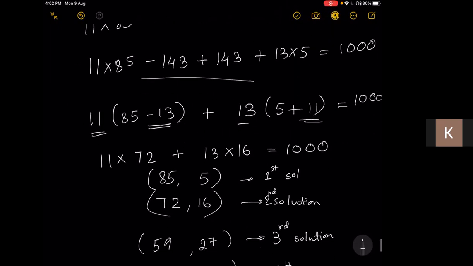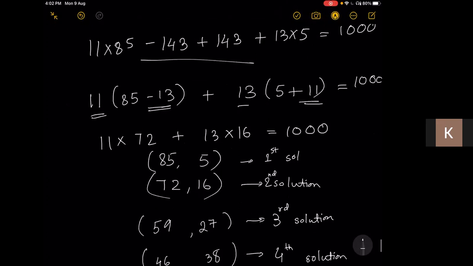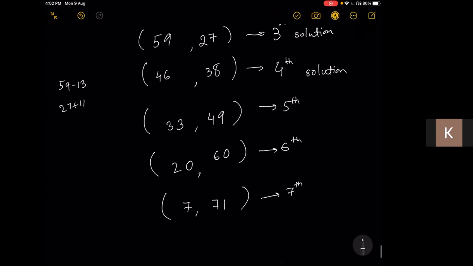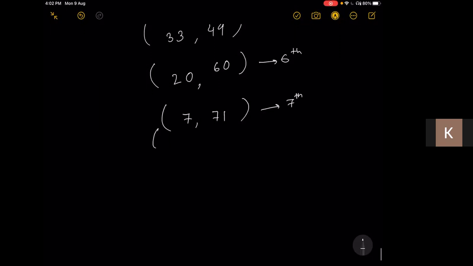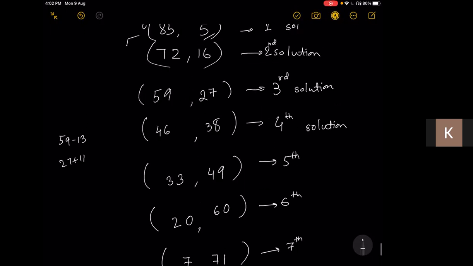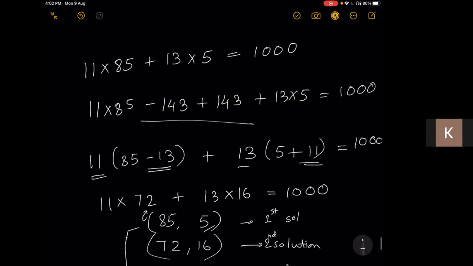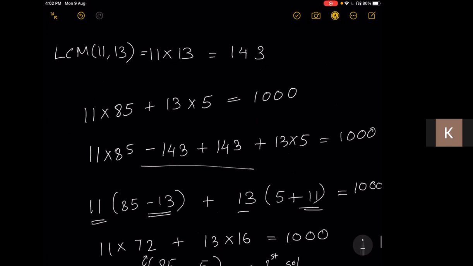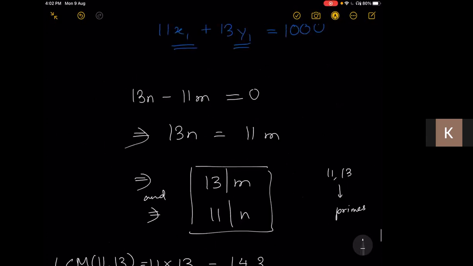Now if you go before this, then y will become negative. And if you go after this, then x will become negative. And you can't buy a negative number of pens or notebooks. So we only have these 7 solutions. So what we did is we used divisibility, LCM, all these we used here.